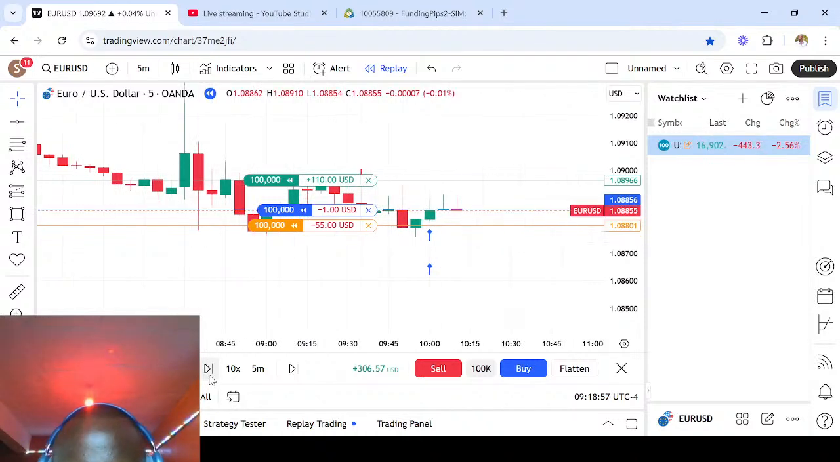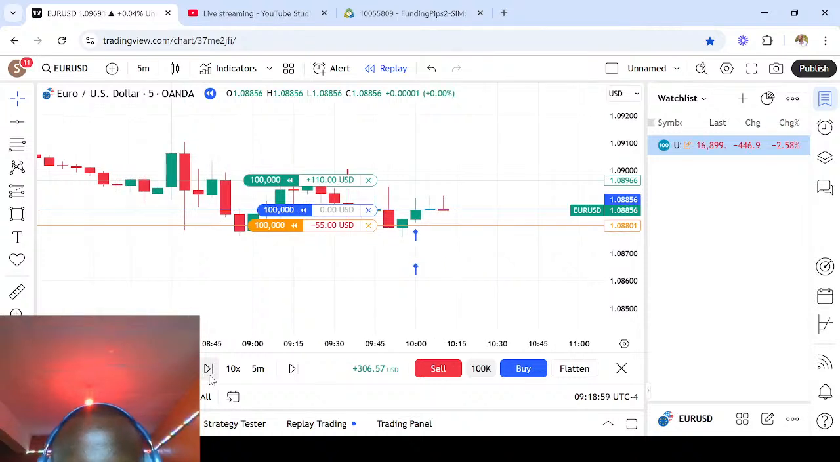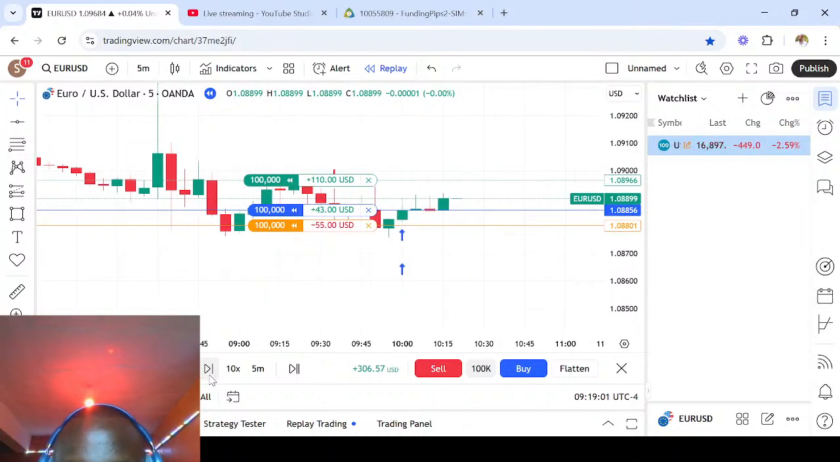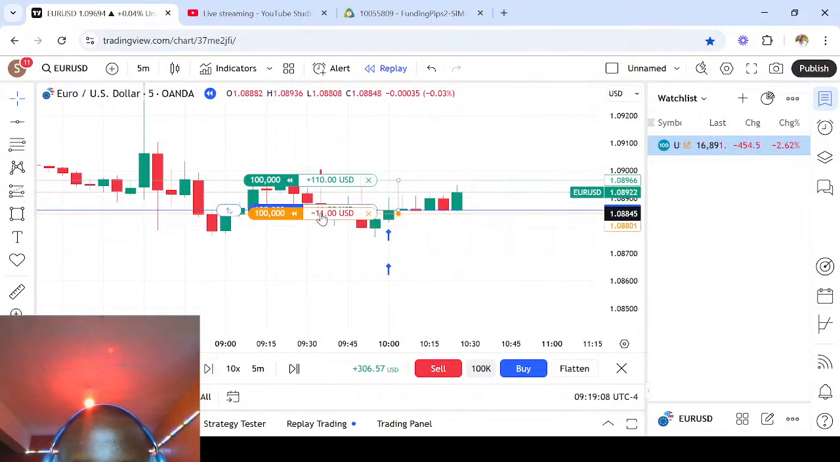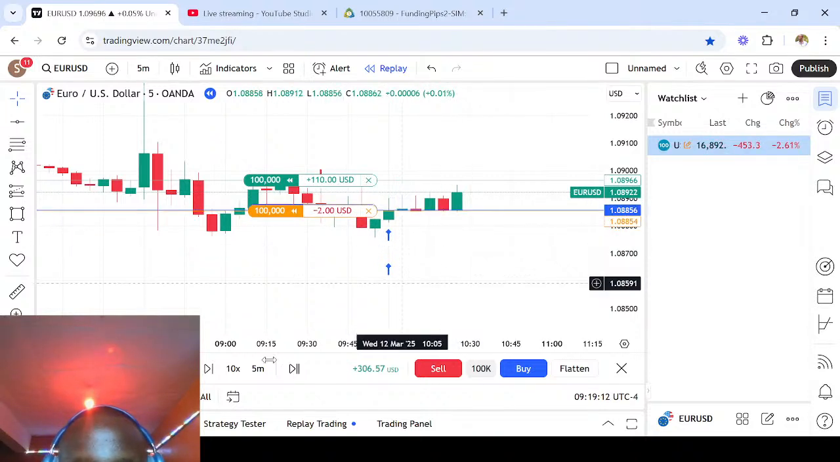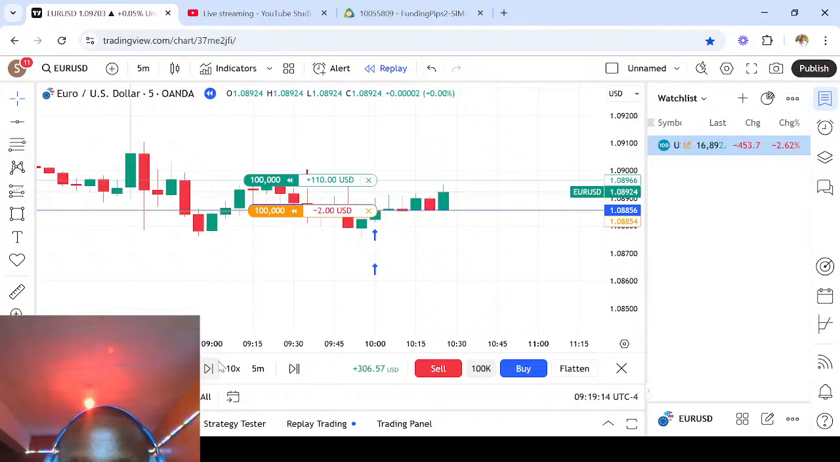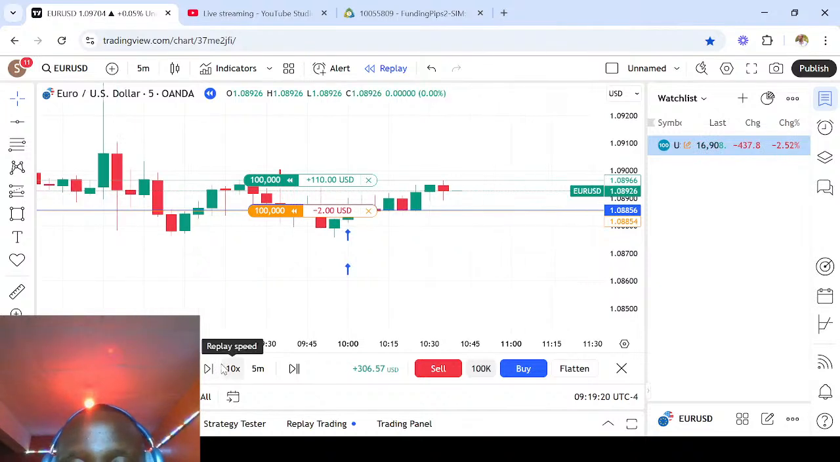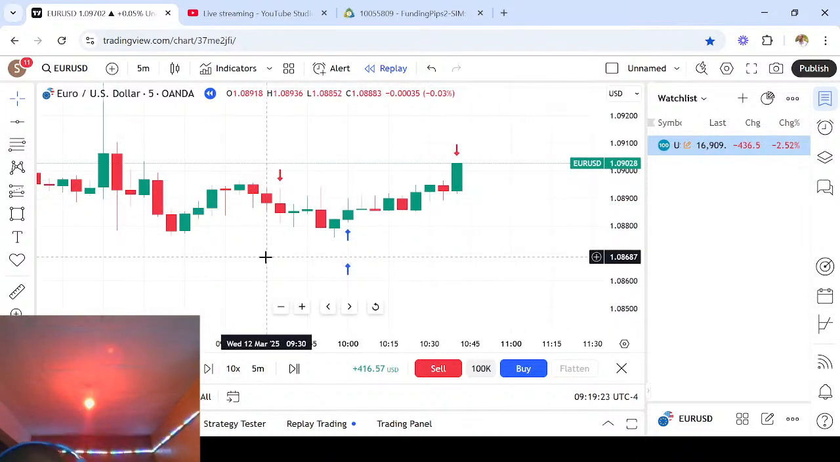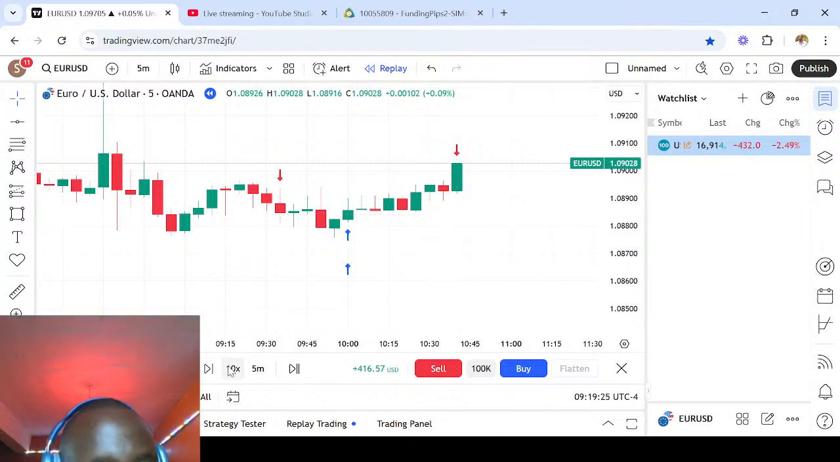Okay, weakness, not looking good. Not looking good at all. Ooh, nice. Not good. Nice. At this point, I can move my stops to break even. We have our breakout. Okay. Ooh, almost. Nice. Trade number 2, done.